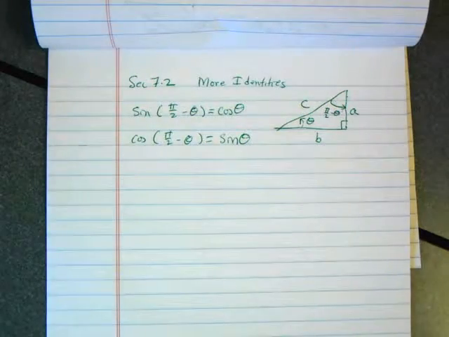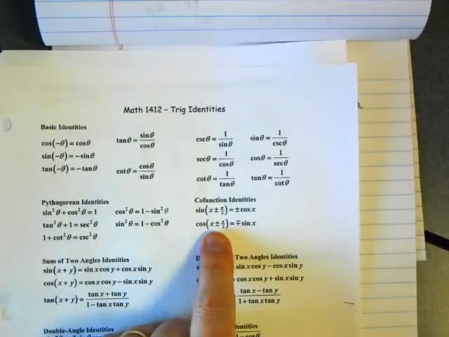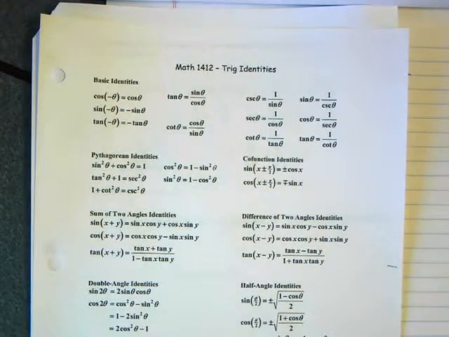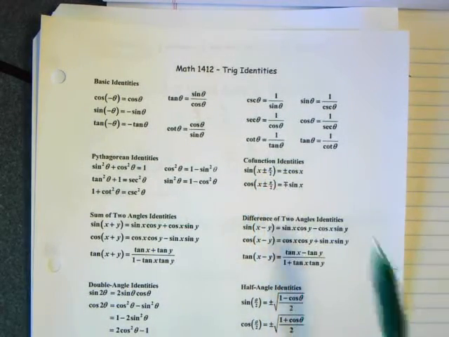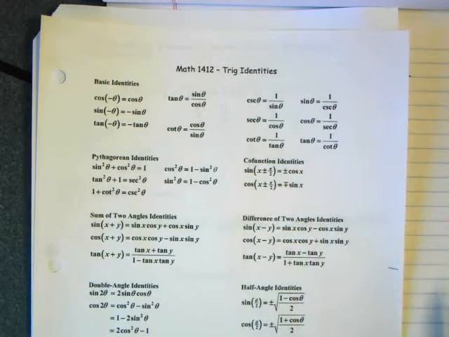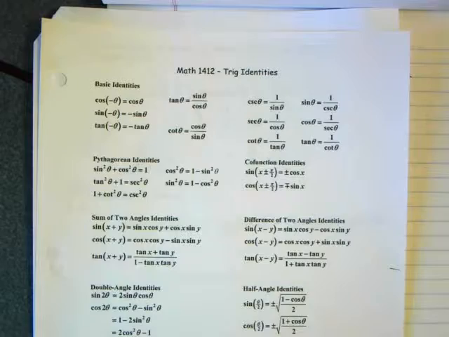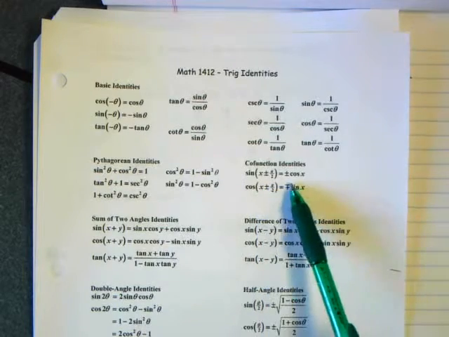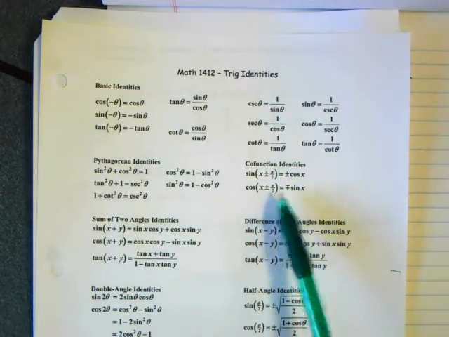All right, so there are more co-function identities, and they're listed on this sheet here. It also says if you have sine of x plus pi over 2, that's the same as positive cosine. If you have sine of x minus pi over 2, that's the same as negative cosine. And then they switch. This one's kind of interesting. If you have the cosine of x plus pi over 2, you get a negative sine. And the cosine of x minus pi over 2 is positive sine.